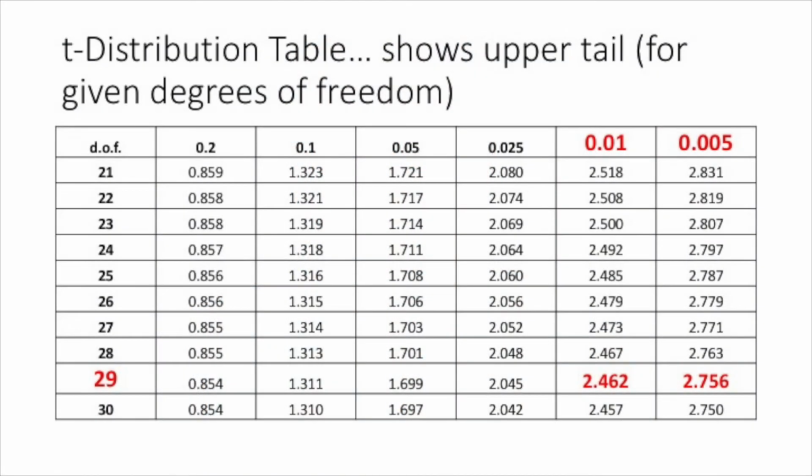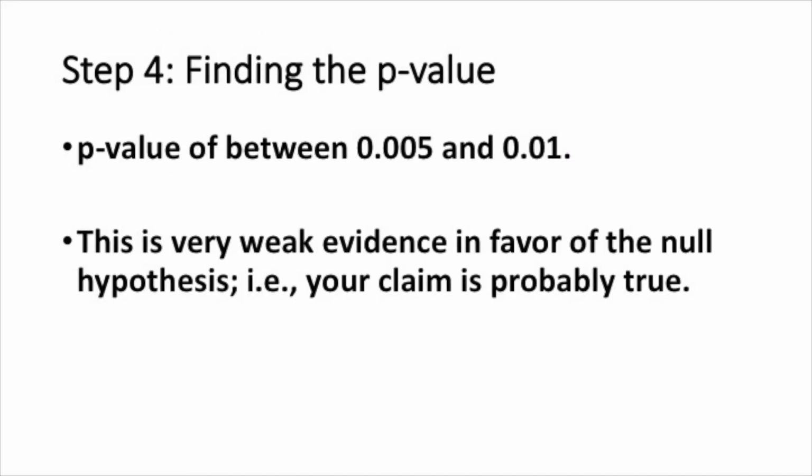Okay, so I've got 29 degrees of freedom. I can't find a t-statistic of 2.74, but what I can find is 2.462 and 2.756. What this means is that the value for 2.74 is somewhere in between those two. So it's somewhere in between 0.5%, which is 0.005, and 1%, which is 0.01. What this tells me is that the p-value, or the strength of the evidence for the null hypothesis, is somewhere between 0.5% and 1%.